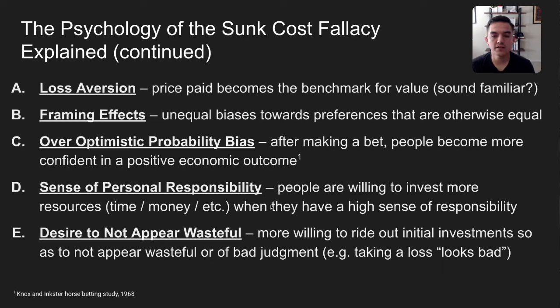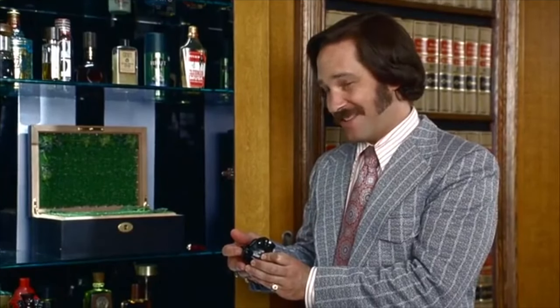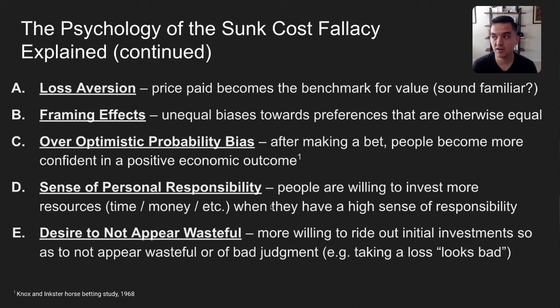Over-optimistic probability bias is basically after making a bet, people become much more confident in a positive economic outcome. So 60% of the time it works every time. In soccer cards, it's like, oh, I invested in X player, therefore I'm very high on that player's future. We become attached to the players that we invest in solely because we invested in them.